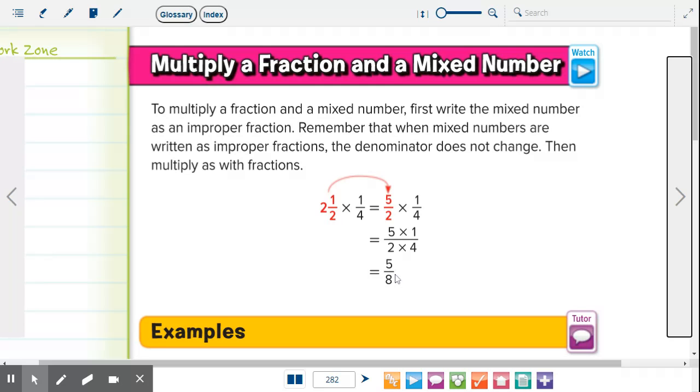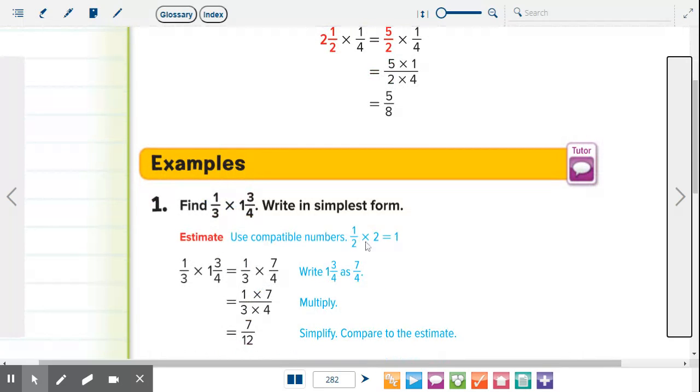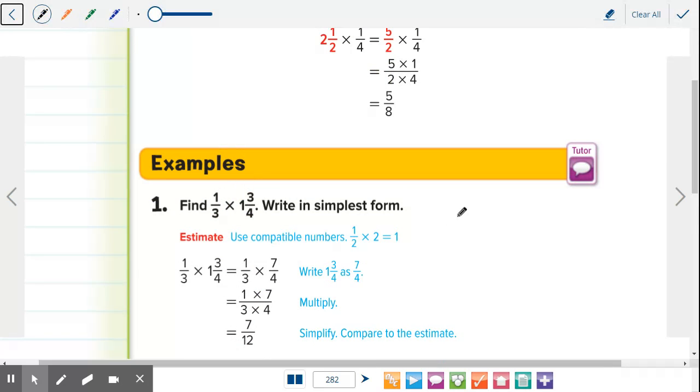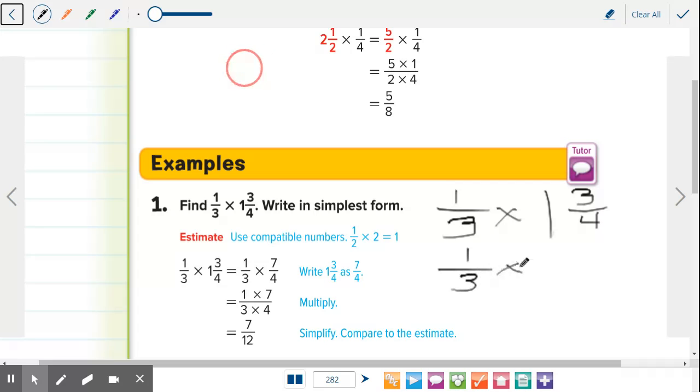Guys, it's just multiplication. It's nothing crazy. It's just literally multiplying it. So like this one, 1/3 times 1 3/4. So the first step here is to change this into an improper fraction. So I'm going to leave that 1/3 alone. I'm just going to bring it down. Now, how do I change this to an improper fraction? What do I have to do? What do we have to do?